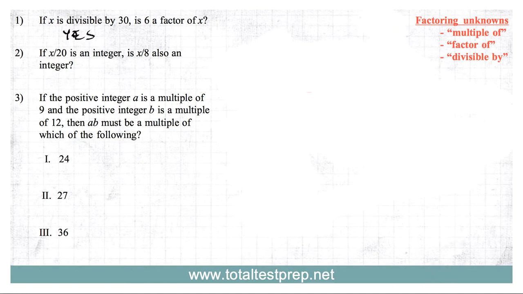And let's take a look at this next one. If x over 20 is an integer, is x over 8 also an integer? When they say x over 20 is an integer, that just means that x is divisible by 20, which again means the same thing. 20 is a factor of x, or x is a multiple of 20. So we can write that as x is equal to 20 times some number. If it's divisible by 20, if it's a multiple of 20, it's 20 times something.